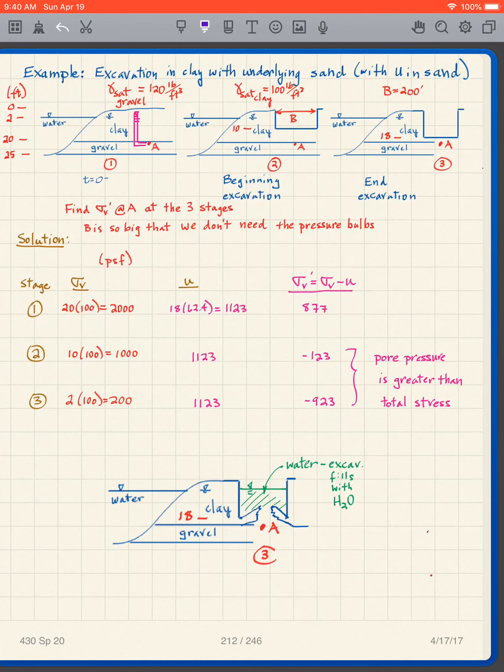So in other words, as we start to build our basement, we get down to a certain spot, and you would think that, in theory, it looks like we could do this, but because of the large pore pressure, we end up filling our excavation with water. Water fills the excavation. So this is an important concept that you need to watch for if you have underlying sand or gravel layers below a clay and you're trying to make an excavation.